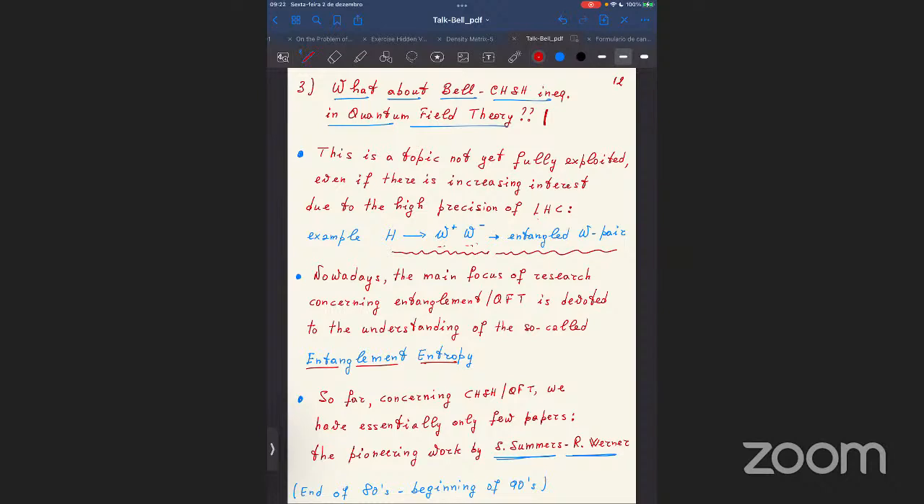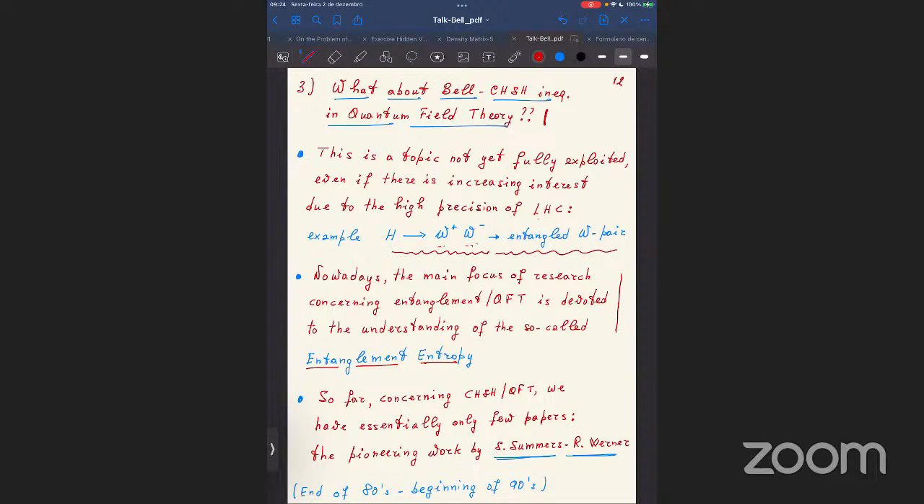The main efforts today about entanglement are not really focused on Bell's inequalities. The main effort is to understand, in quantum field theory, the entanglement entropy, which is another very important quantity to quantify the degree of entanglement of a very, very large class of systems, going from QCD to black holes, to quantum information, and so on. So the entanglement entropy is a very fundamental quantity, and almost everybody is looking at this, but not directly at Bell's inequalities. As far as Bell's inequalities are concerned, we have very few papers.